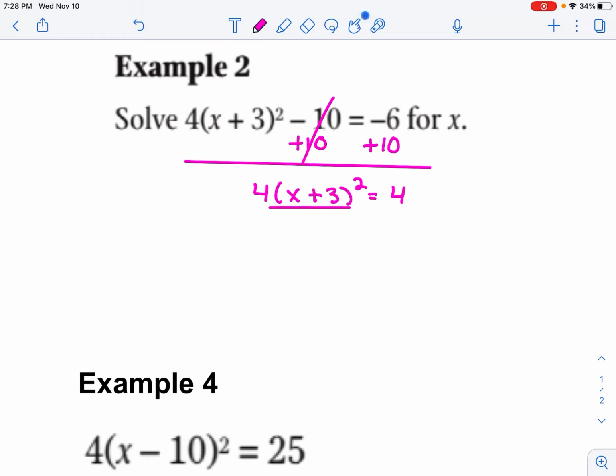So now I'm going to get rid of that 4 that's being multiplied by our (x plus 3) squared. The way we're going to get rid of it, if it's being multiplied, the opposite of multiplication is division. So we're going to divide both sides by 4. So I'm left with, on the left-hand side, (x plus 3) squared equals 4 divided by 4 is 1.